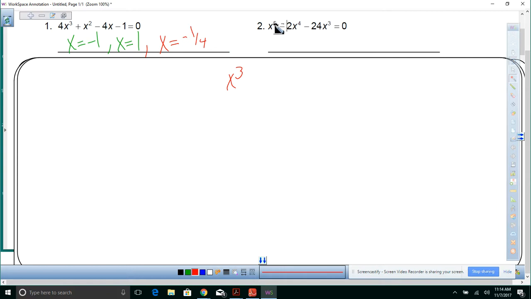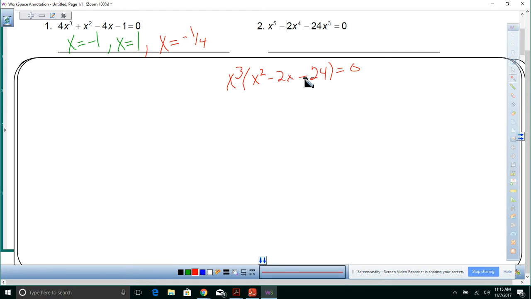And there's 3 terms, and x cubed is the greatest common factor. So that's going to leave x squared minus 2x minus 24, and that's going to equal 0. All right, now I'm looking for some factors of 24 that when you add them would give you -2.